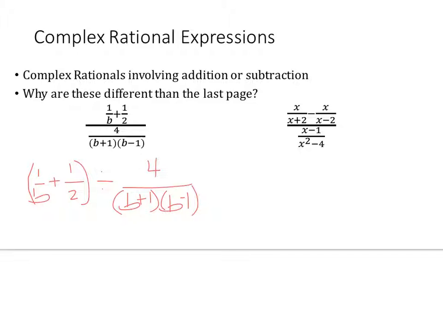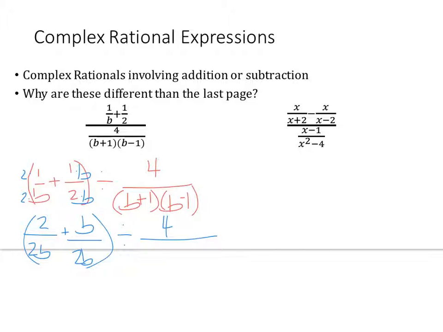And then from here, both of my denominators are different, so I need to multiply both fractions by the other denominator. So I multiply the first one by 2 and the second one by b. So now I have 2 all over 2b plus b all over 2b. And then again, that's all being divided by 4 all over b plus 1, b minus 1.